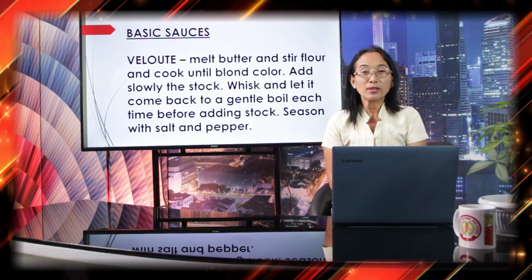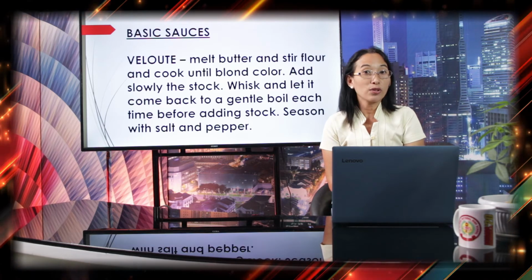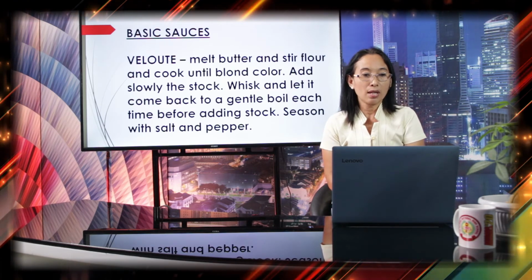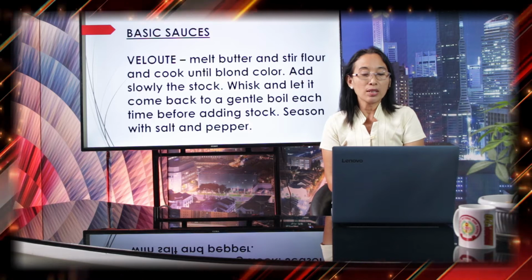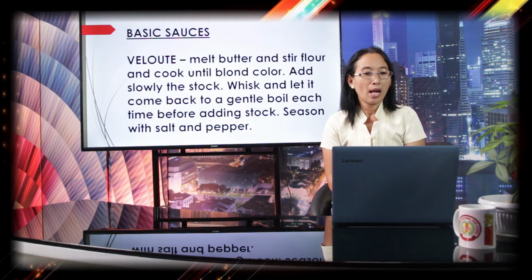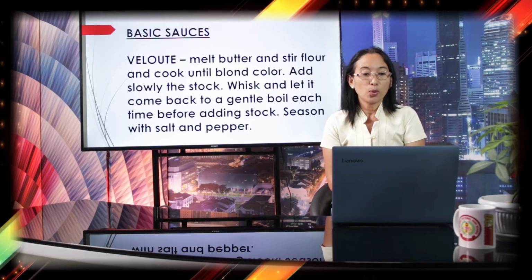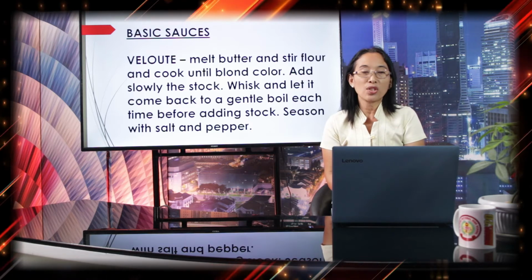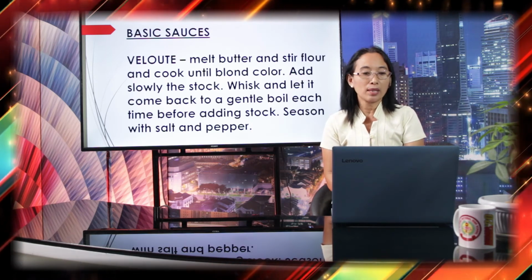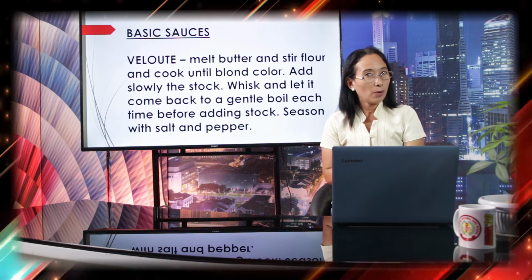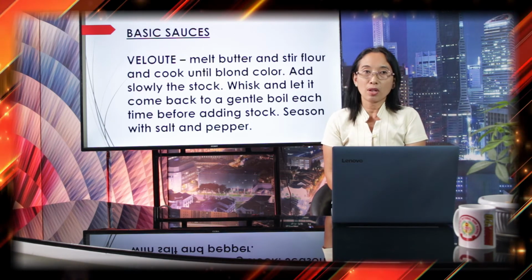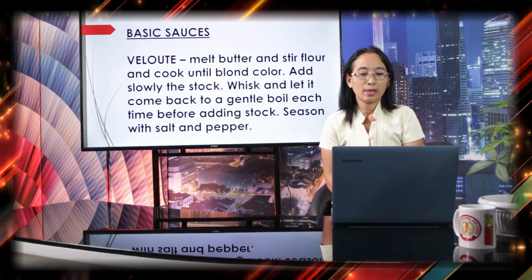You melt the butter in a saucepan using low heat. Stir in the flour and cook until blonde in color. Add the stock slowly, whisk, and let it come back to a gentle boil each time you add the stock. Then, once done, season with salt and pepper.